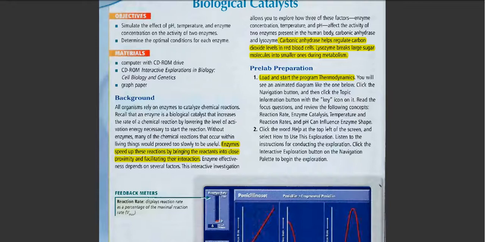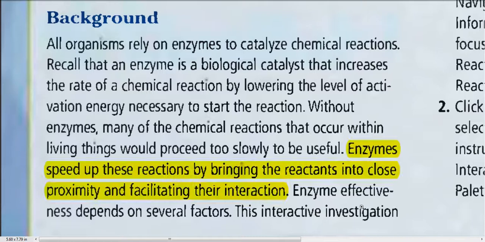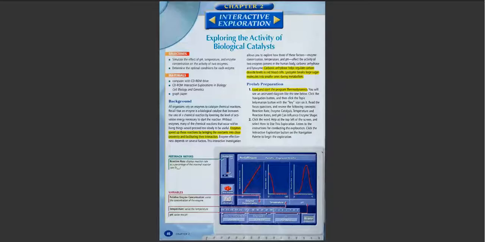All organisms rely on enzymes to catalyze chemical reactions. Recall that an enzyme is a biological catalyst that increases the rate of a chemical reaction by lowering the level of activation energy necessary to start the reaction. Without enzymes, many of the chemical reactions that occur within living things would proceed too slowly to be useful. Enzymes speed up these reactions by bringing the reactants into close proximity and facilitating their interaction. Enzyme effectiveness depends on several factors.